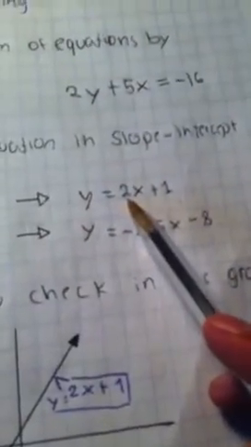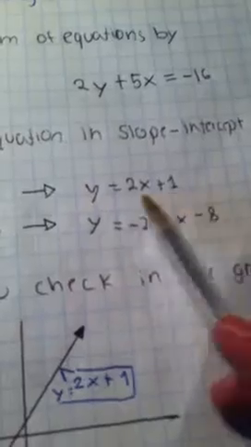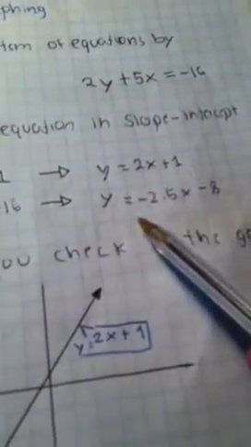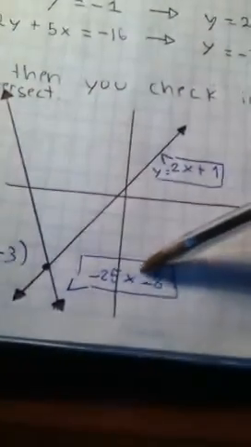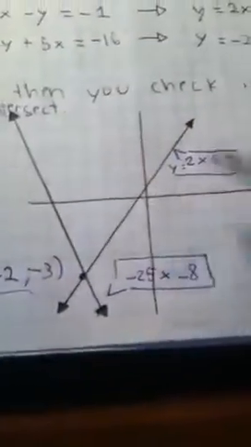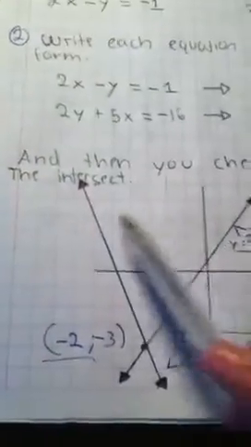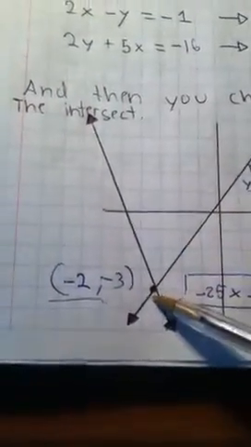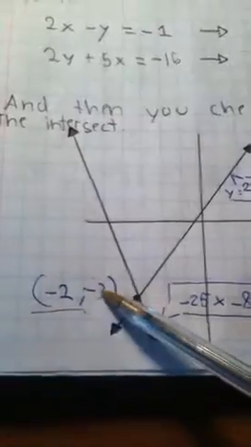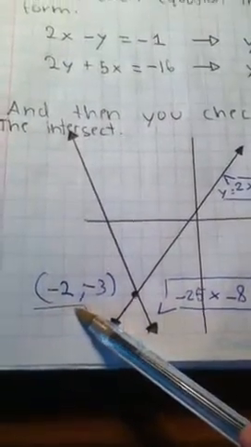And in this graph, with this data, you do a line. And with this data, you do another line. And when you have the two lines, you check in the graph the intersection, and the intersection is here at -2, -3. And when you have this, you are done.